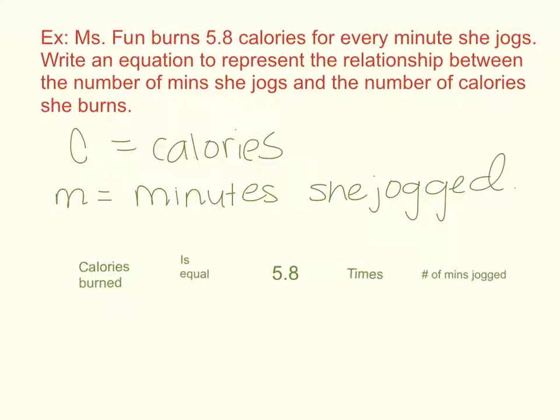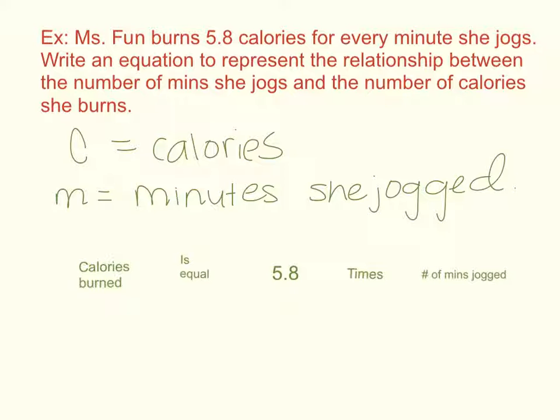So let's take a look here. In these equations, you're going to have two variables, x and y, or c and m, or whatever it might be. Now here's our first example. Miss Fun burns 5.8 calories for every minute she jogs. So you're going to first write an equation to represent the relationship between the number of minutes she jogs and the number of calories she burns.